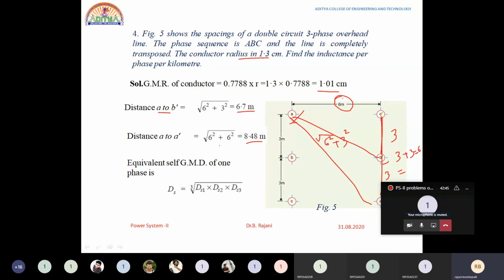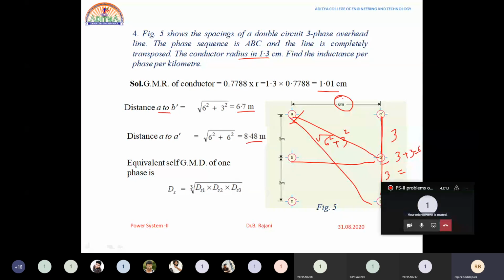8.48 meters. If we simplify and calculate, you will get the answer as 8.48. This is how you need to find the distances from each conductor to the other conductor. The distance from A to A dash is this much, and similarly B to B dash is again 6. C to C dash is again the same as that, see here.